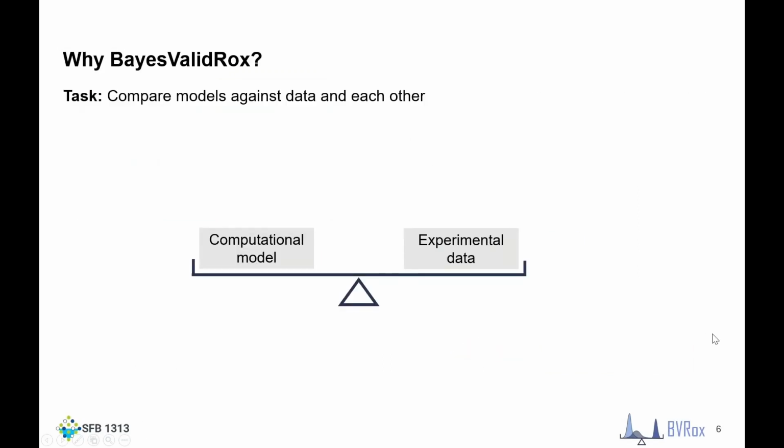So yeah, the general task is to compare this model against the data. But of course, there are also cases where we have to compare models against each other. And well, we are here to also talk about uncertainty quantification. There's uncertainty on both sides of this equation. We have uncertainty in the model because we don't fully understand the processes, but we also have uncertainty from uncertain parameters, which lead to different results. And we have measurement uncertainty for the experimental data.